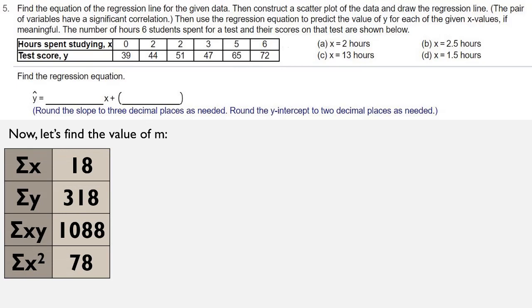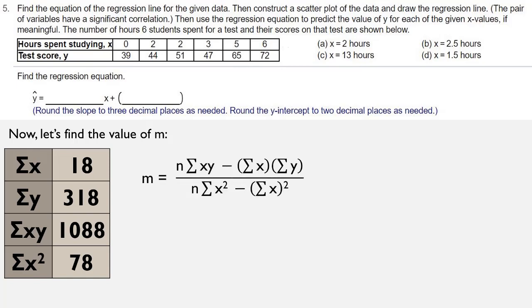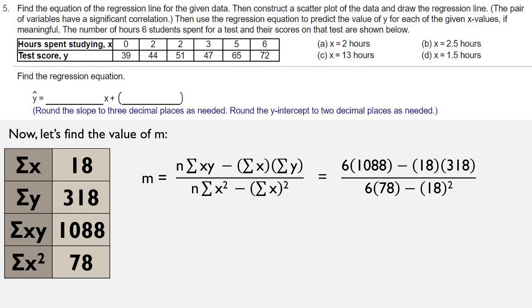Now we're going to find the value of m. The formula for m is that m equals n times the sum of x times y minus the sum of x times the sum of y, divided by n times the sum of x squared minus the sum of the x's squared. So we can start inserting these numbers where n is equal to 6. Remember, n is the number of data points. So we get 6 times 1088 minus 18 times 318 over 6 times 78 minus 18 squared.